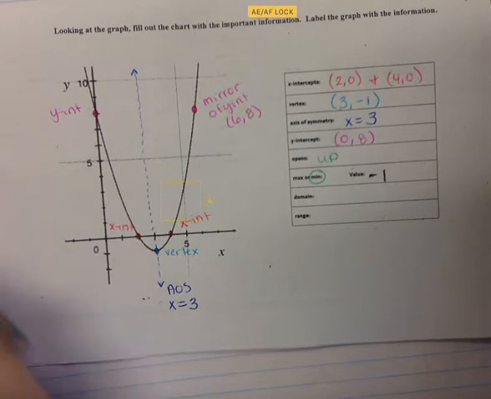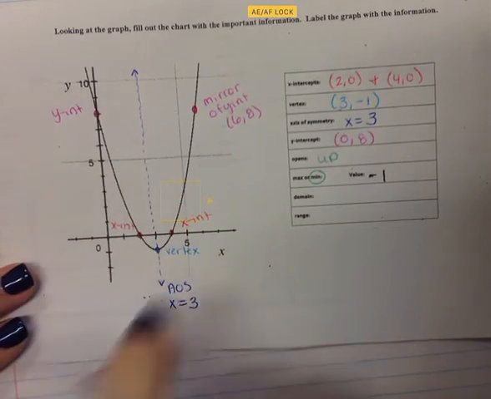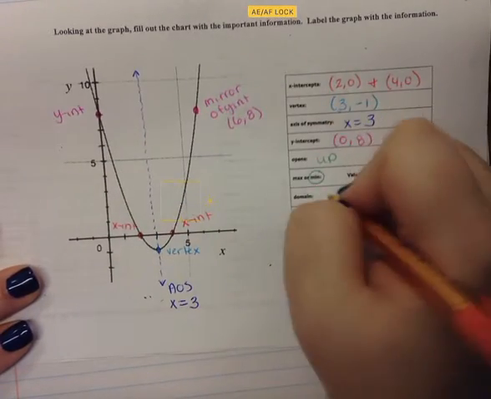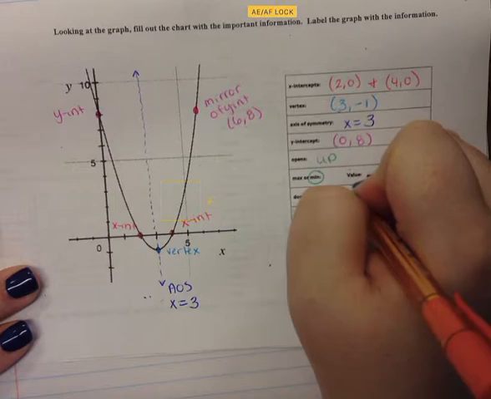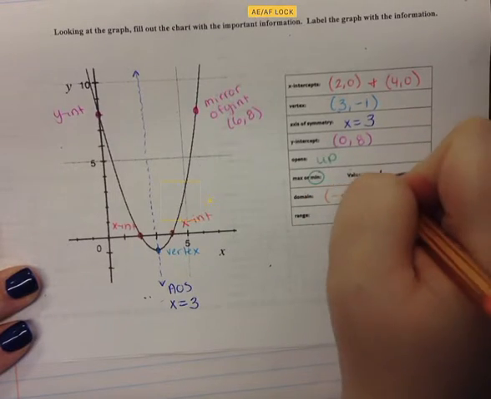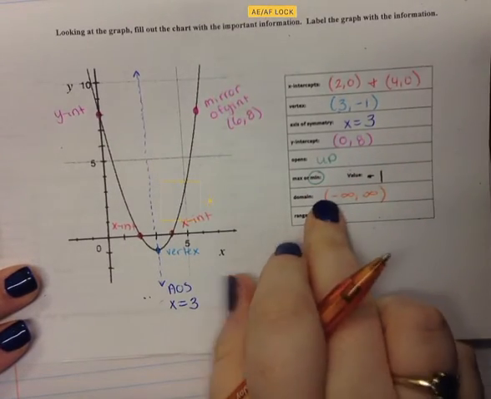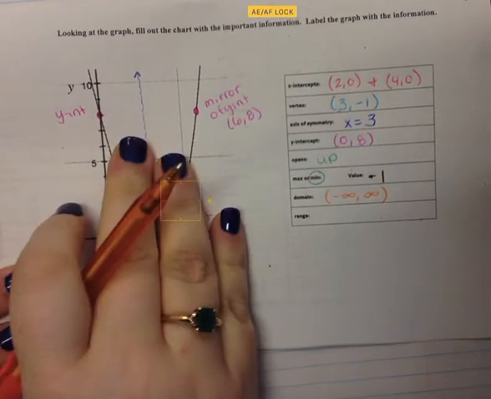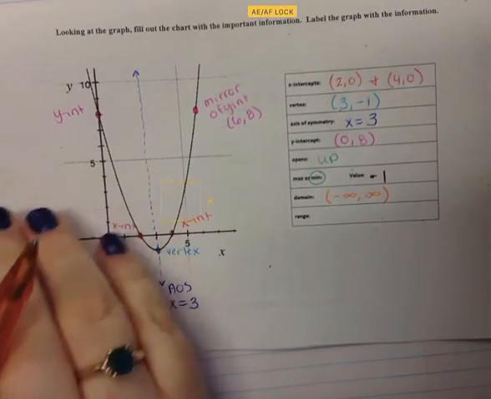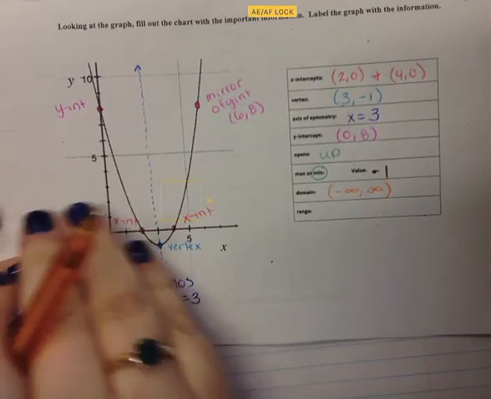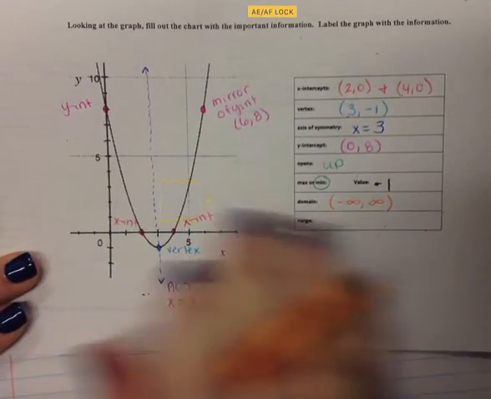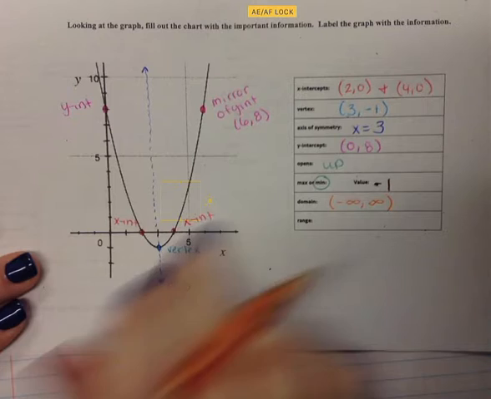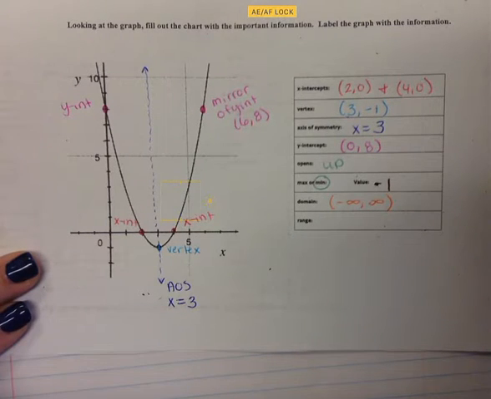Domain for all quadratics, I'm going to write this in orange, all quadratics is going to be open bracket, -infinity, comma, positive infinity, open bracket. Because all quadratics go left and right forever. As long as you have a full quadratic, as long as there's no holes or anything like that, which you'll see in higher math classes, for this course, all quadratics will go left and right forever. So your domain is -infinity to infinity with open brackets.